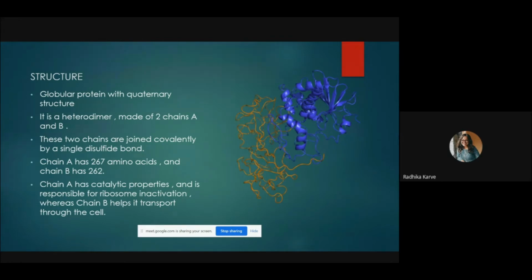This is the structure of ricin. It's made up of two chains. It has a quaternary structure, which means that the proteins are folded multiple times, and it is a heterodimer, which means it's made of two different kinds of chains. One is chain A and one is chain B. Both of these chains are joined by one disulfide bond, and chain A is the one which has the toxic properties, and chain B is the one that helps with movement of the whole molecule throughout the cell.